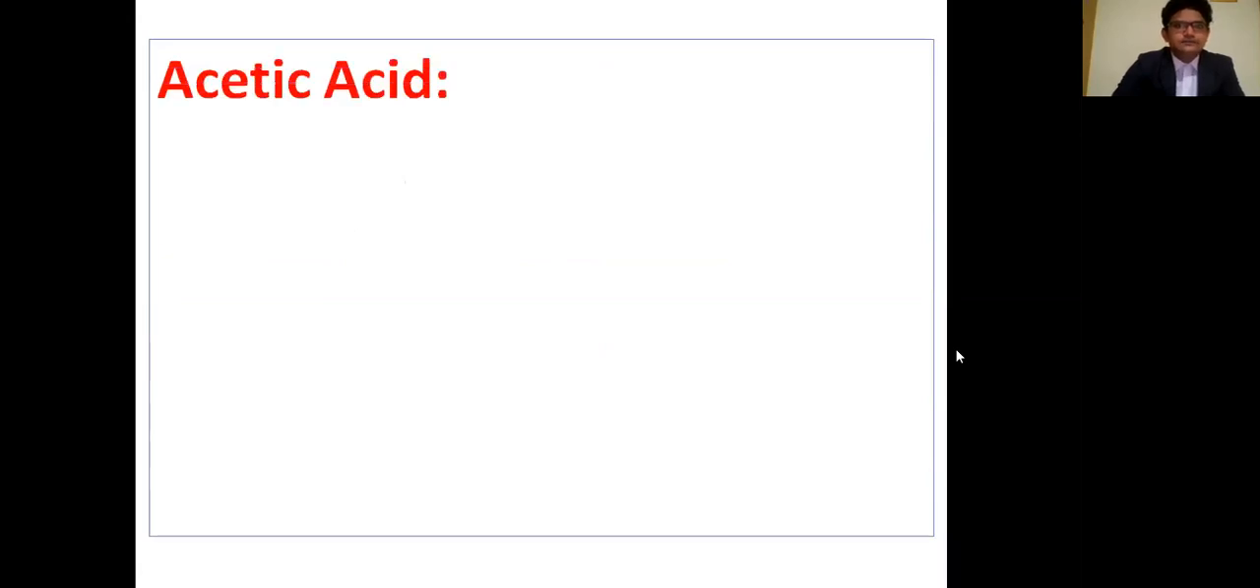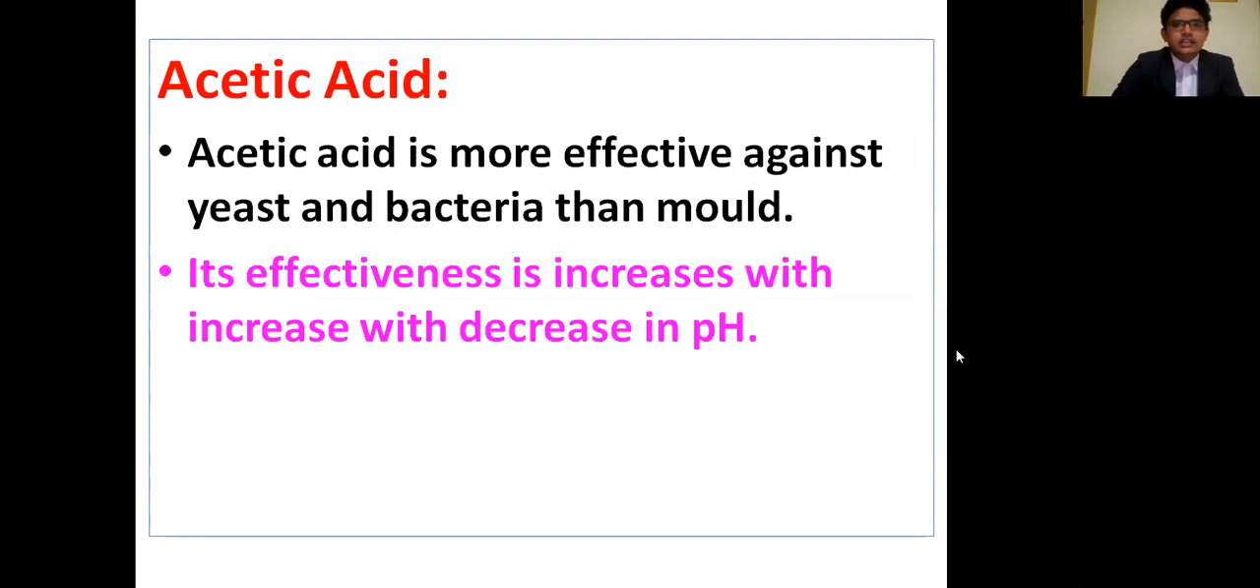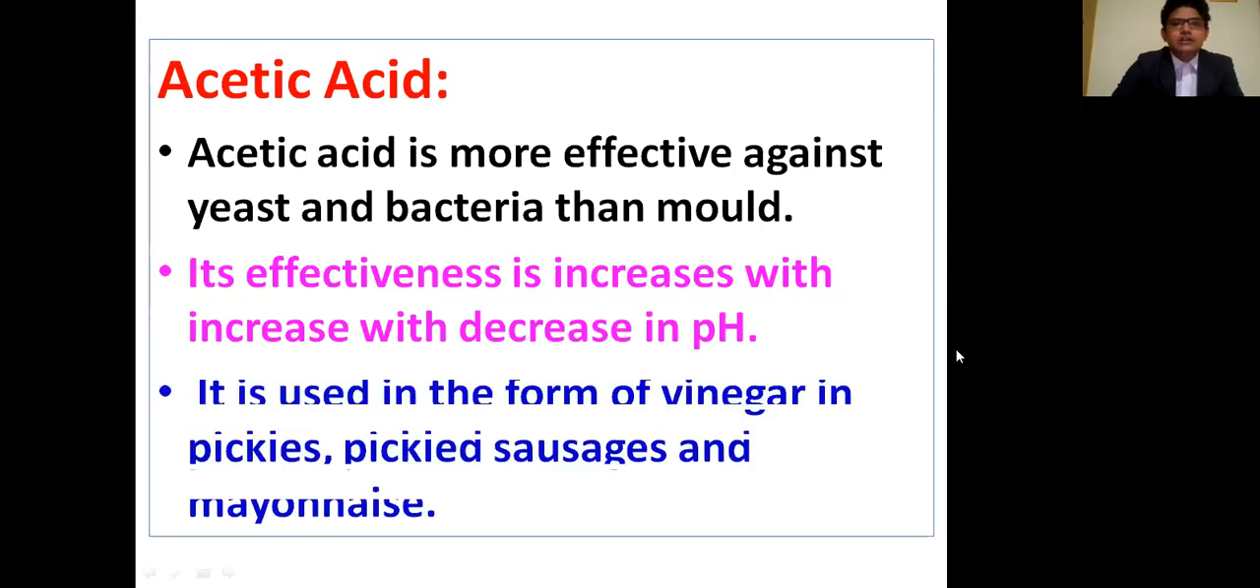The next preservative is acetic acid. Acetic acid is more effective against yeast and bacteria than mold. Its effectiveness increases with decrease in pH. It is used in the form of vinegar in pickled sauces and mayonnaise.